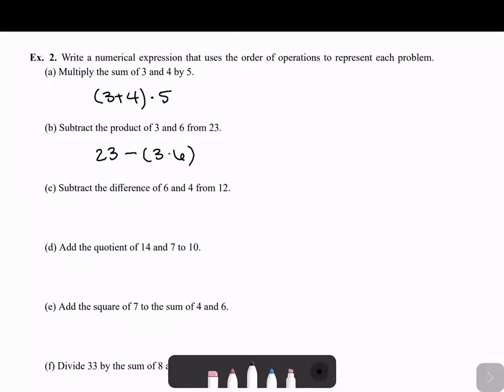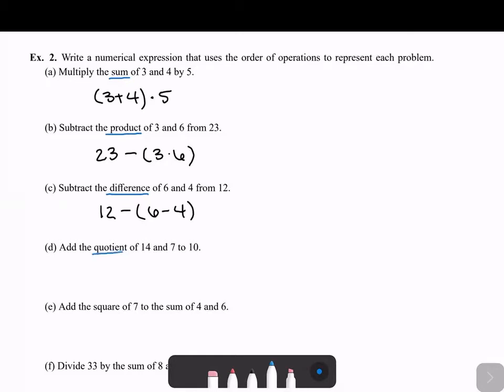Okay, part C. Subtract the difference of 6 and 4 from 12. So again, when we're doing subtraction from 12, that's 12 minus something. And again, we have this word difference, which is the resulting value from subtraction. So that tells us we have to subtract first. So all of these have had this word that is the outcome of a specific operation. So that tells us we do that operation first.